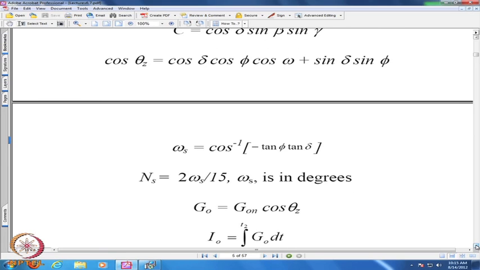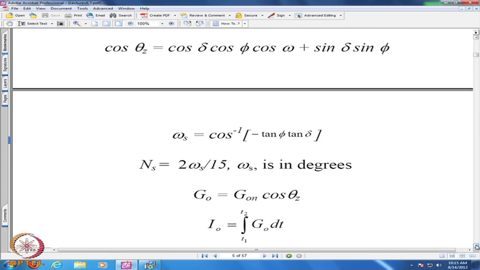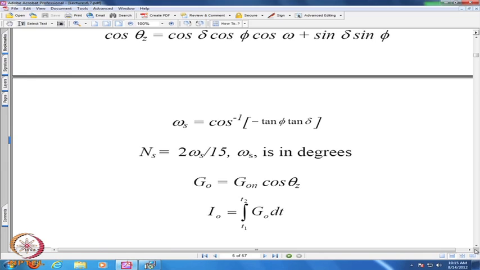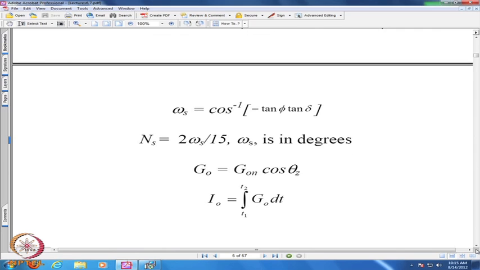The number of sunshine hours is related to the sunset hour angle, which is twice omega s upon 15, because 24 hours for the Earth's rotation and it will take 15 degrees for each hour. So, Ns will be the number of sunshine hours that the location will receive.